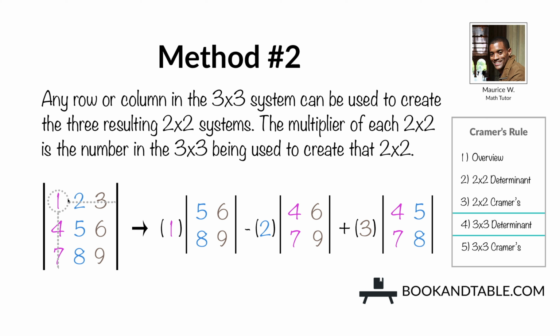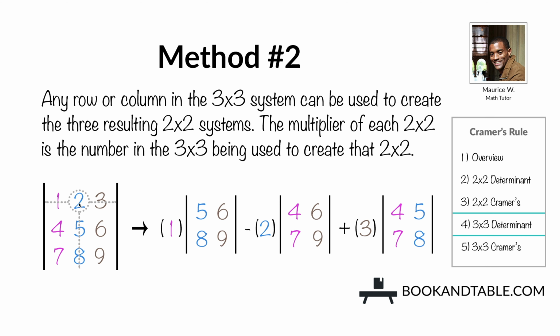And what you want to do is, you first want to start with the first number in that row or column. This will be your multiplier. You draw a line through the remaining row and that same column. And the 2x2 is the resulting numbers that are not crossed out. So 5, 6, 8, 9 with a multiplier of 1.